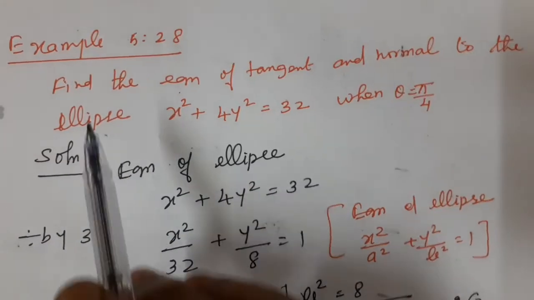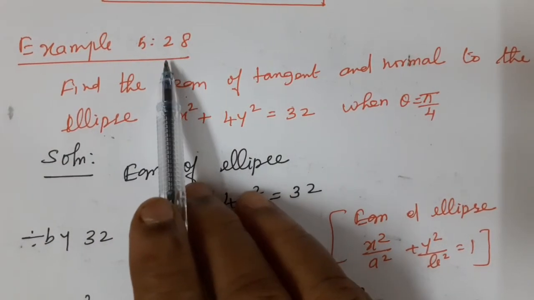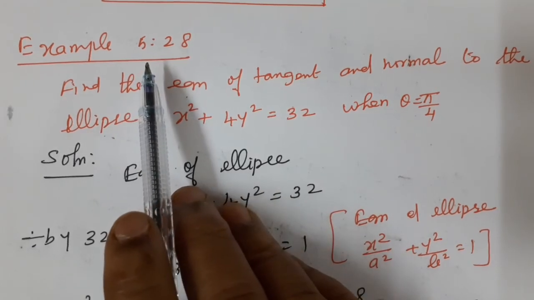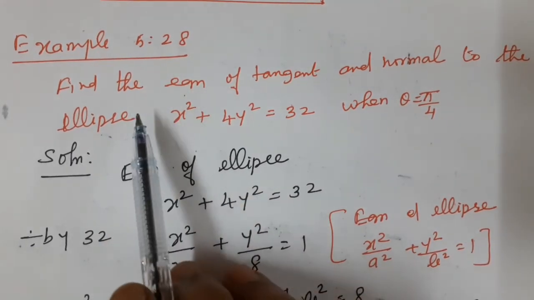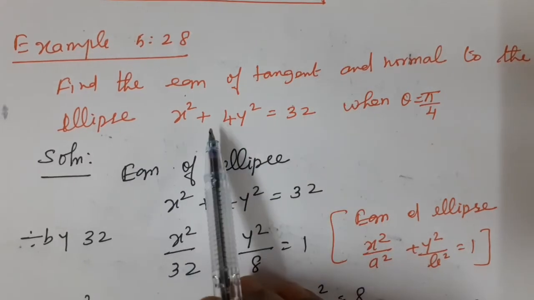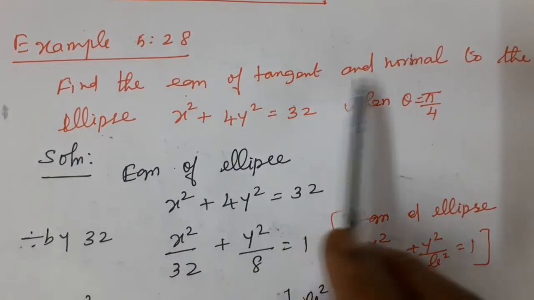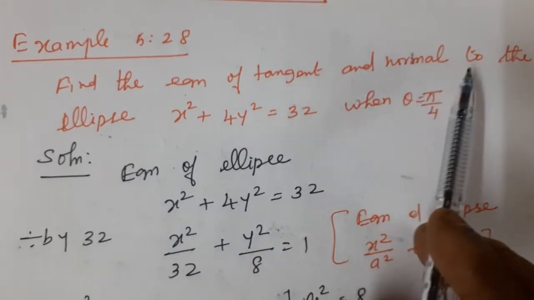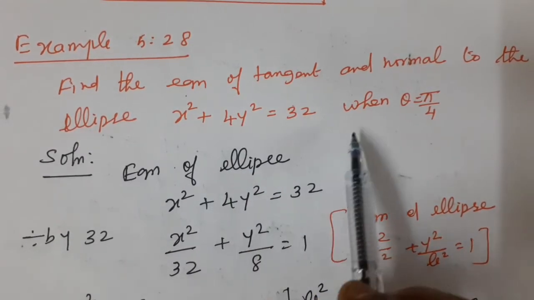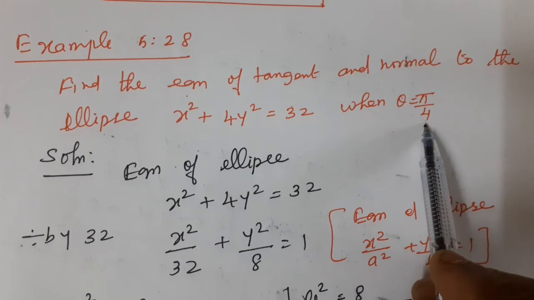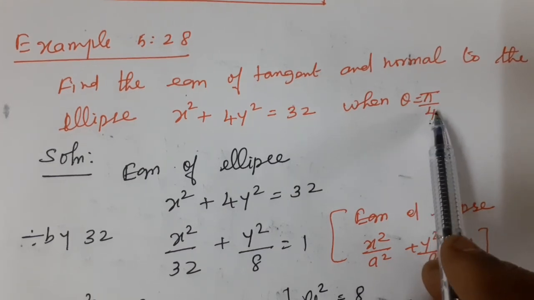What is the example? Example 5.28. The same model. For the previous question we found the equation of tangent and normal to the hyperbola. Here it is the equation of tangent and normal to the ellipse. The same method only, the formula only differs. Find the equation of tangent and normal to the ellipse when theta equal to pi by 3 there. Here the question is theta equal to pi by 4.